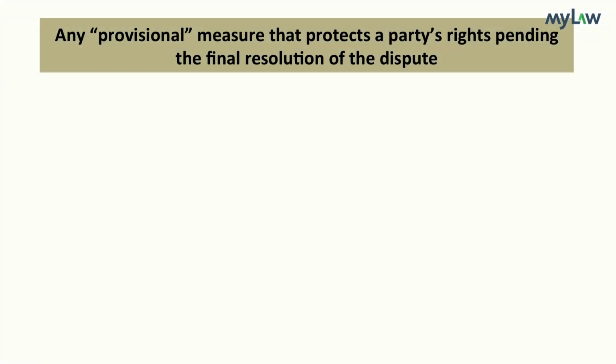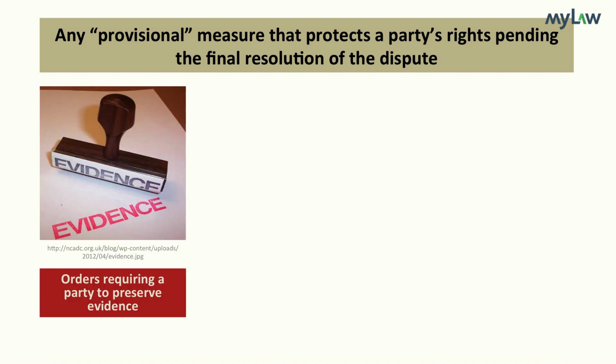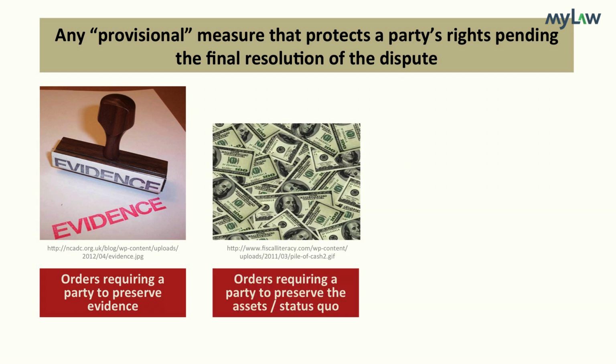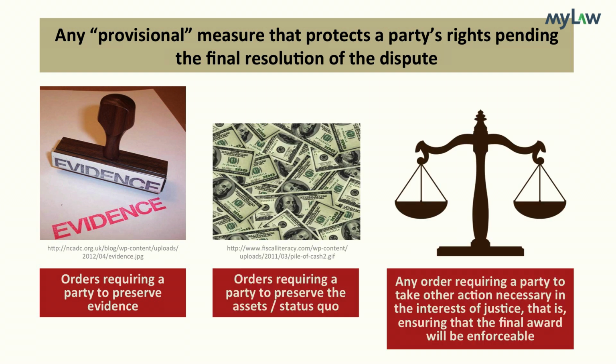Remember, an interim measure includes any order needed to protect a party's rights before the final judgment, to make the final judgment or award effective. They typically consist of orders requiring the other party to preserve or not destroy evidence or assets, but they can take on any form really, whatever is needed in each case to maintain status quo and whatever is needed in the interests of justice to ensure that a final award is enforceable.